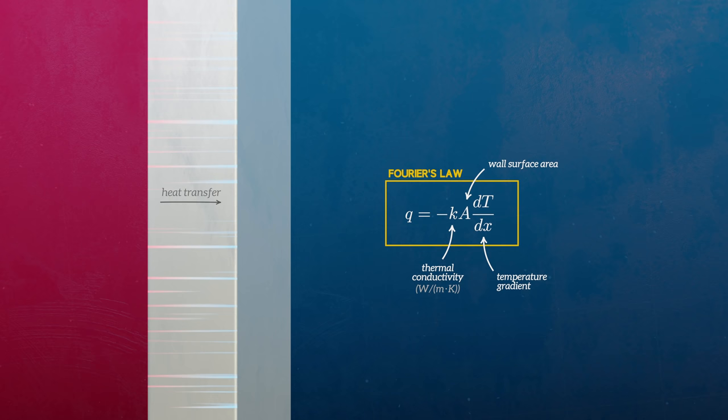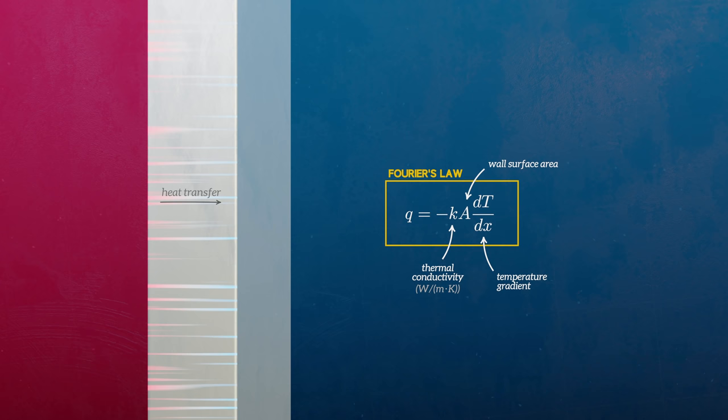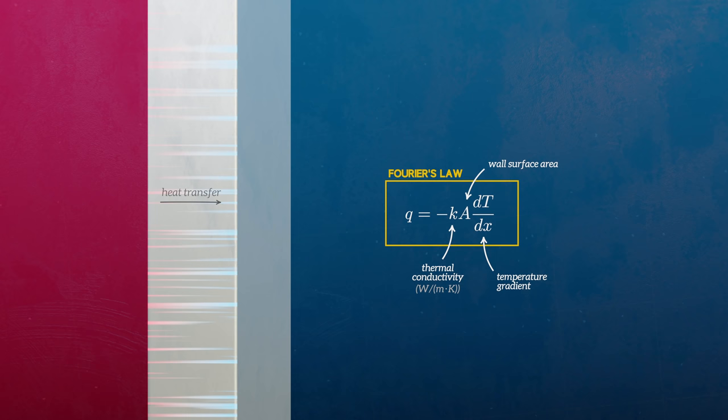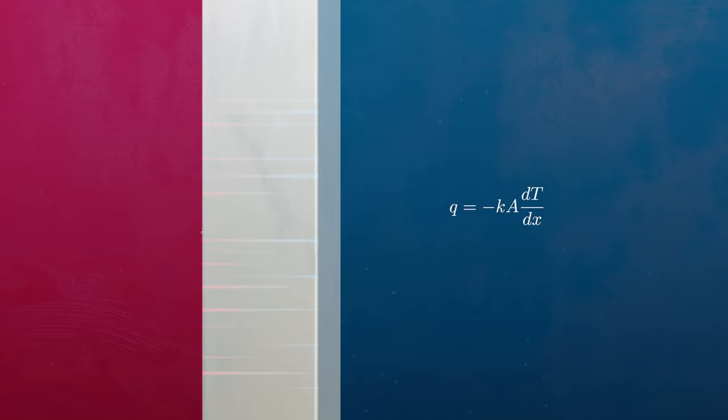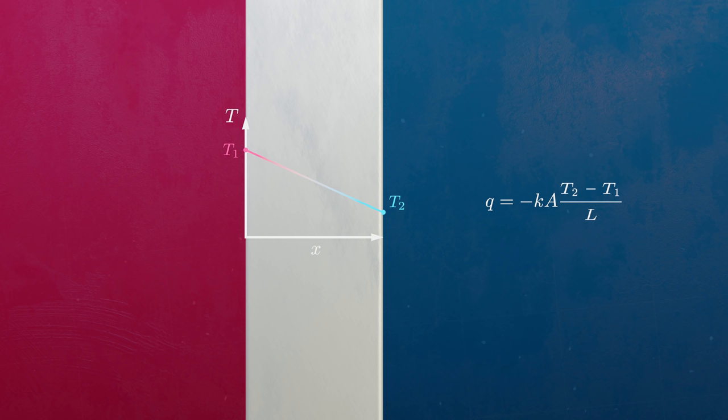Since thermal energy always flows from higher to lower temperatures, the minus sign is included in Fourier's law so that the calculated heat transfer rate is a positive quantity when the temperature gradient is negative. The more negative the temperature gradient, the larger the heat transfer rate. If we assume that the temperature profile through the wall is linear, the temperature gradient is constant and is just the difference in temperature divided by the thickness of the wall, so we can easily calculate the heat transfer rate.